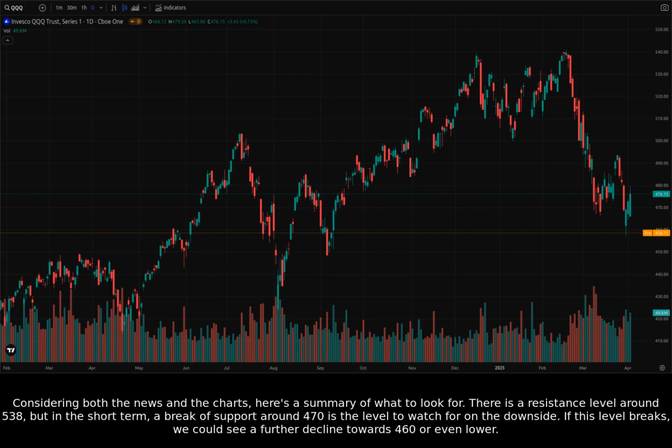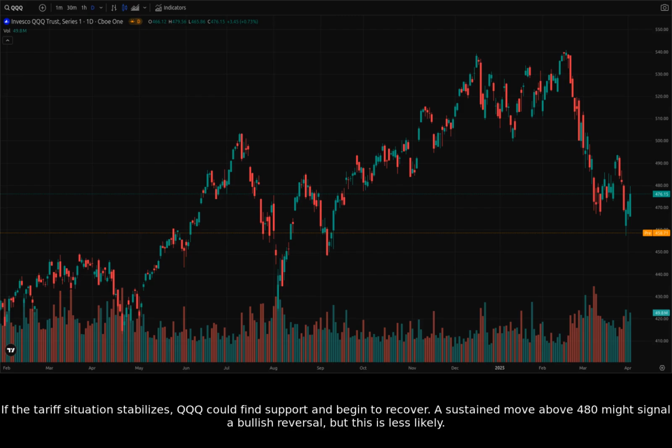There is a resistance level around 538, but in the short term, a break of support around 470 is the level to watch for on the downside. If this level breaks, we could see a further decline towards 460 or even lower. If the tariff situation stabilizes, QQQ could find support and begin to recover. A sustained move above 480 might signal a bullish reversal, but this is less likely.